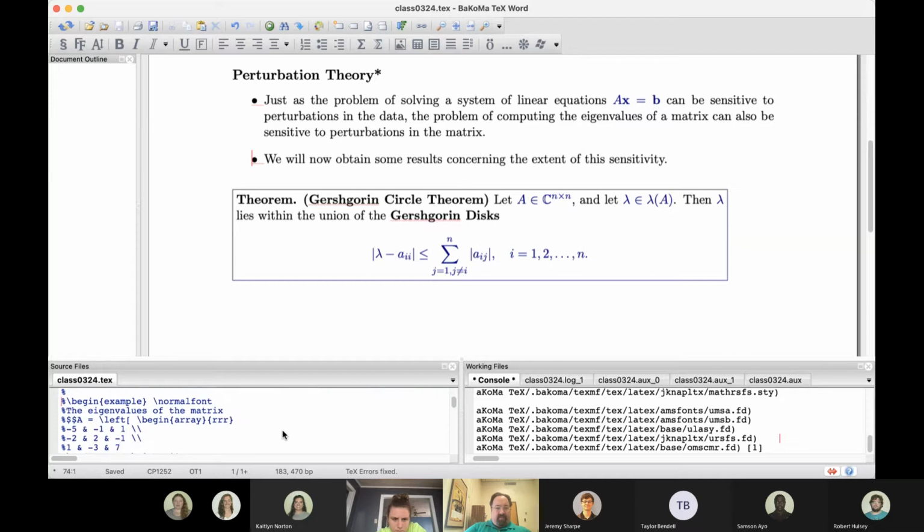Okay. Now, this theorem is actually not difficult to prove. It is actually one of the explorations in this section. I don't believe I assigned it. And it comes from considering the matrix-vector product, Ax equals lambda x, and breaking it down into the diagonal term and off-diagonal terms to show that this inequality has to hold.